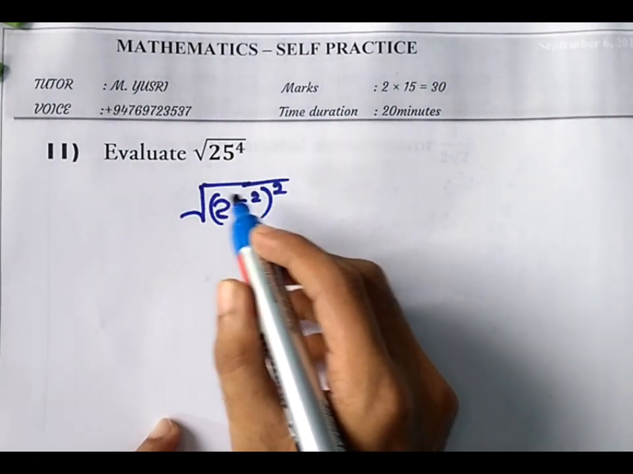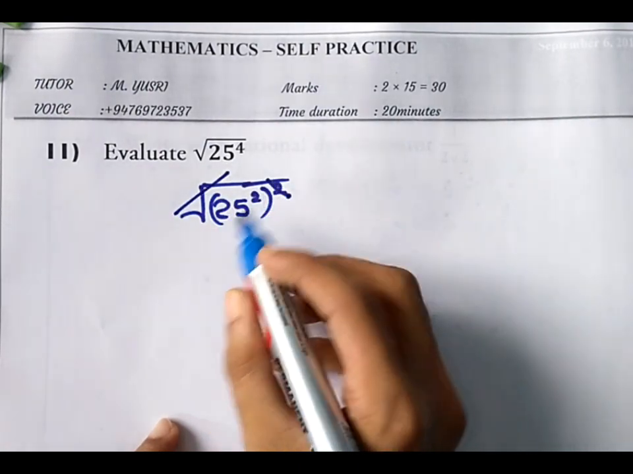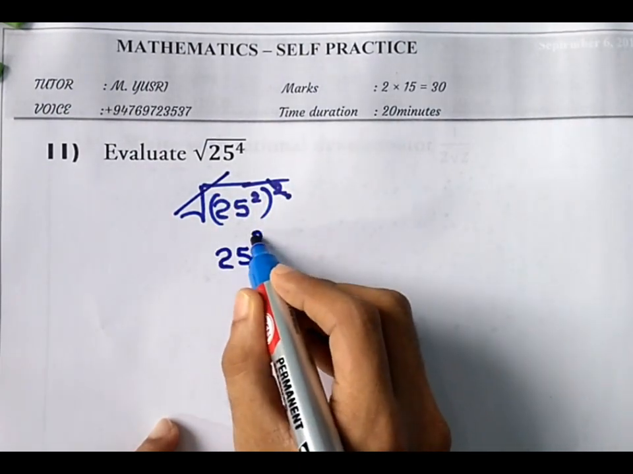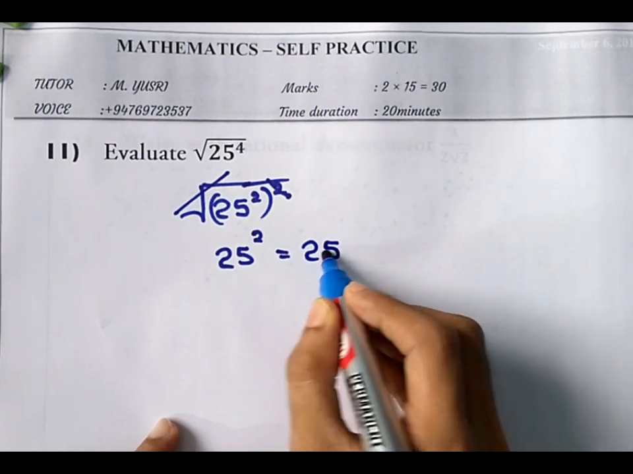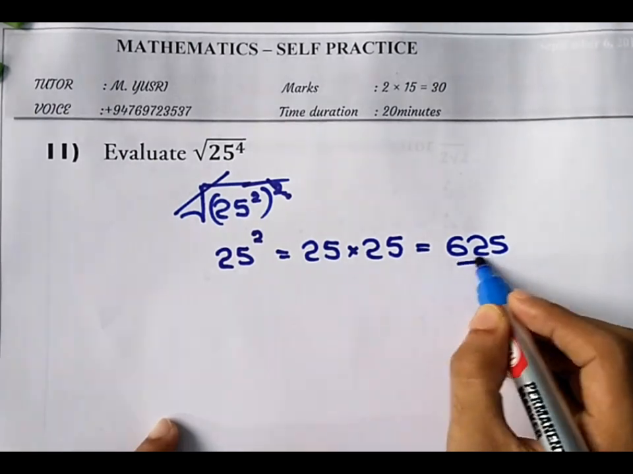But here listen. Now can we cancel the root and the square or not? Yes, we can cancel them. So what is remaining this time? 25 squared. That means 25 into 25. So 25 into 25, the answer is 625.